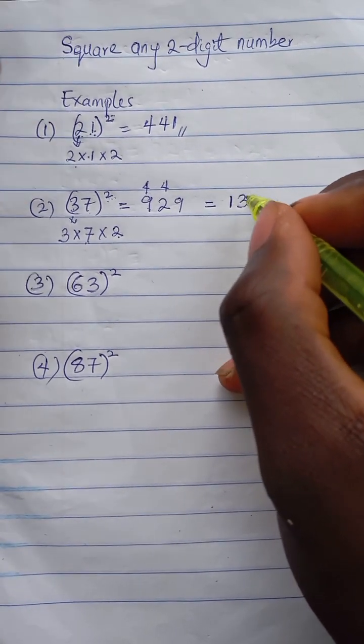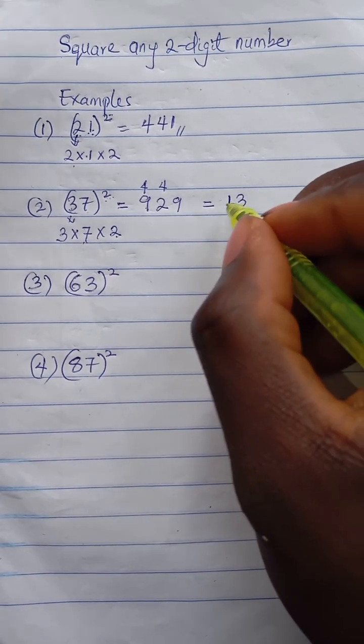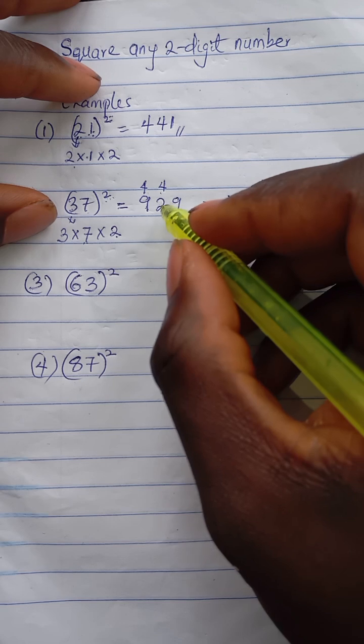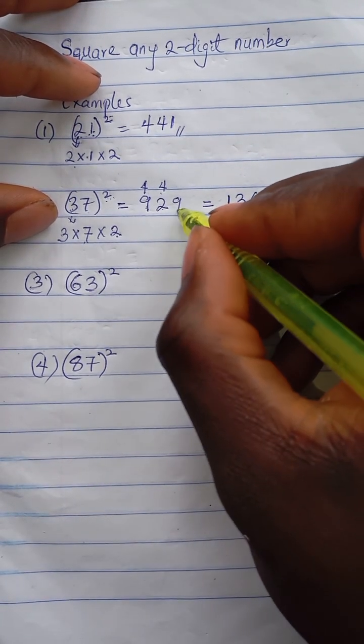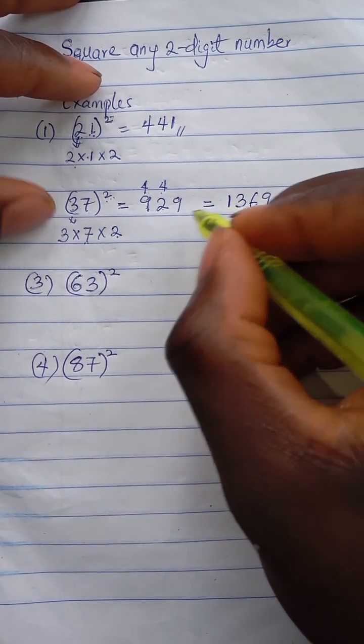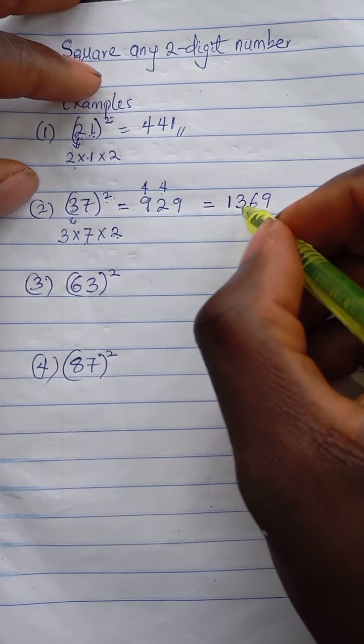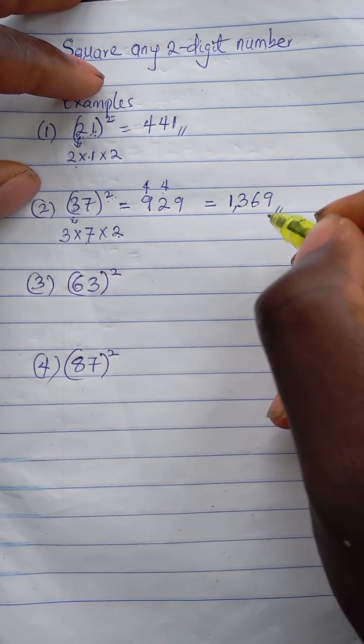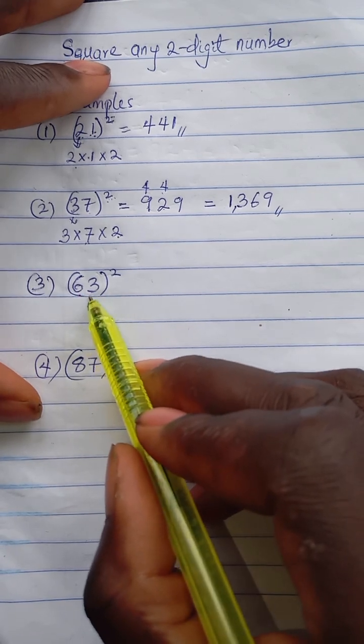It's no problem if you have a 2-digit number starting the sequence of numbers. So 4 plus 9 is 13. 4 plus 2 is 6, and we have 9. So 37 squared gives us 1,369. Very simple.